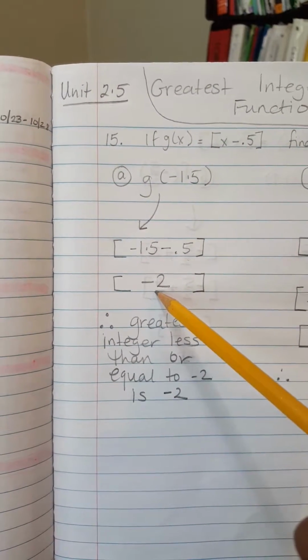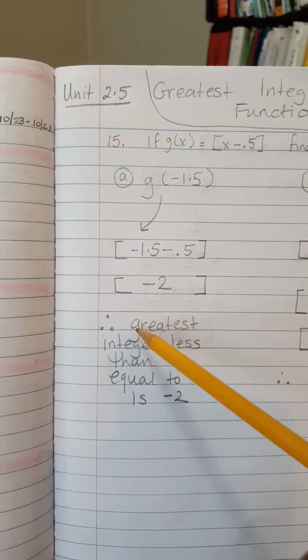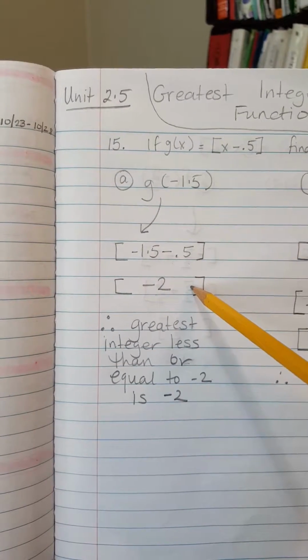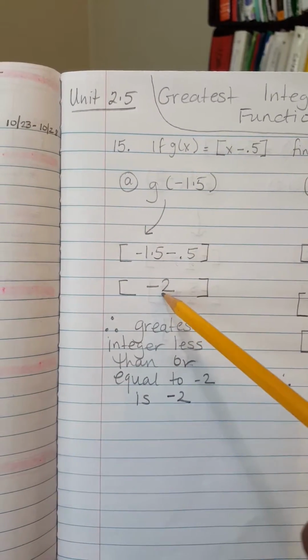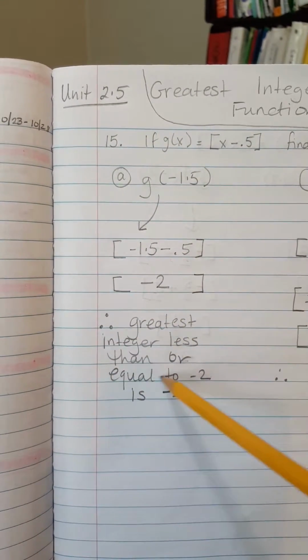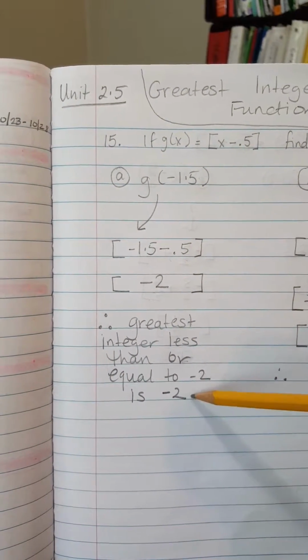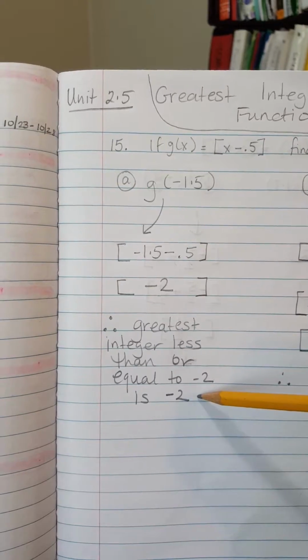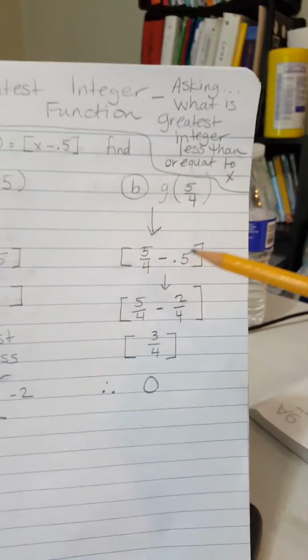All right, so it's asking you what is the greatest integer that's less than or equal to negative 2. Well, the next integer that's less than or equal to negative 2 is negative 2. Okay? All right, so let's try it again for this one.